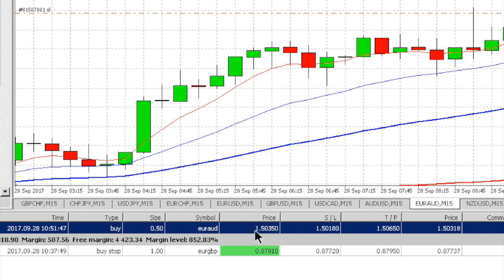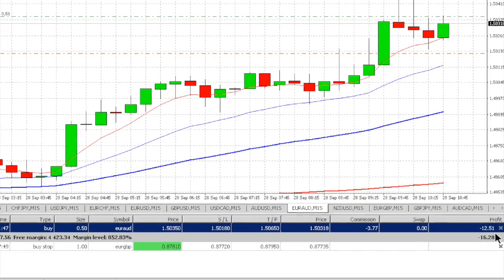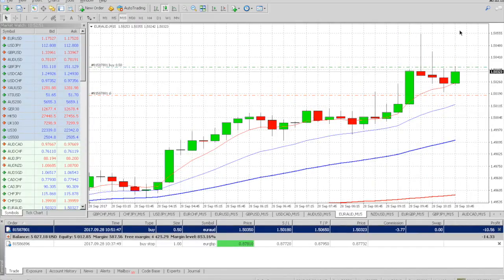Bought at this price, 5035. That's my stop loss, 5018. My target price is 5065. Okay, and that's my commission. And currently we are, and you can see the profit and loss is over here, right? So as it goes up, I'll make profit. It goes down, negative, right? And we'll see if it hits the stop loss, or it'll hit the profit target, which is somewhere up there.